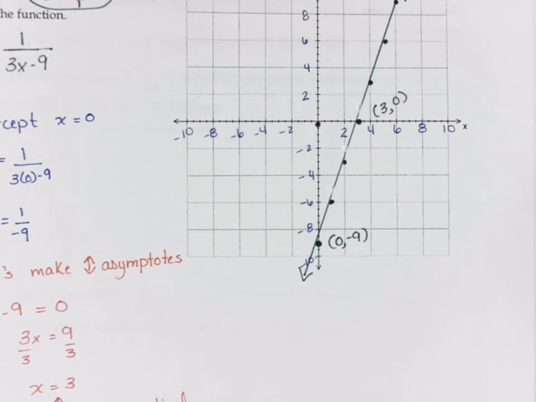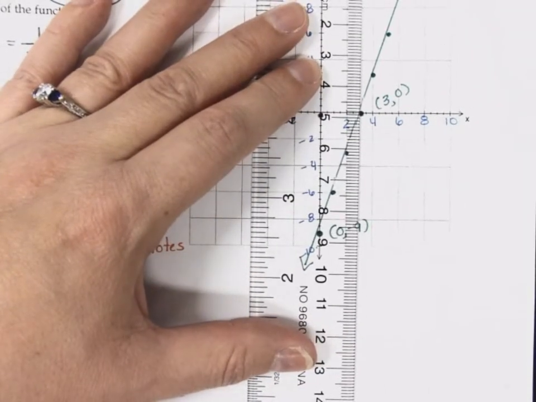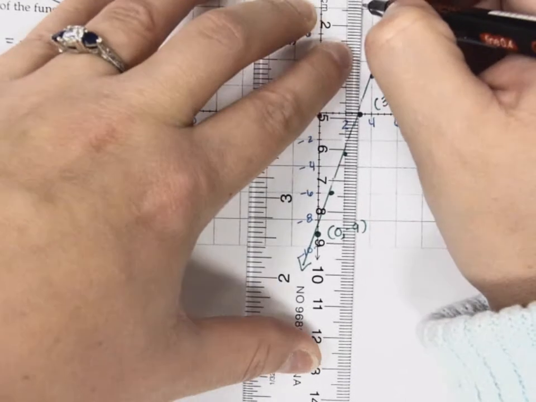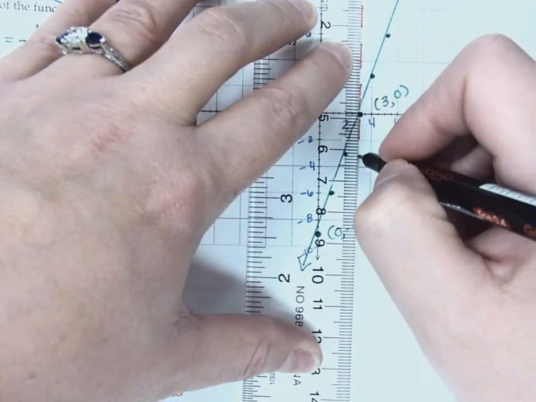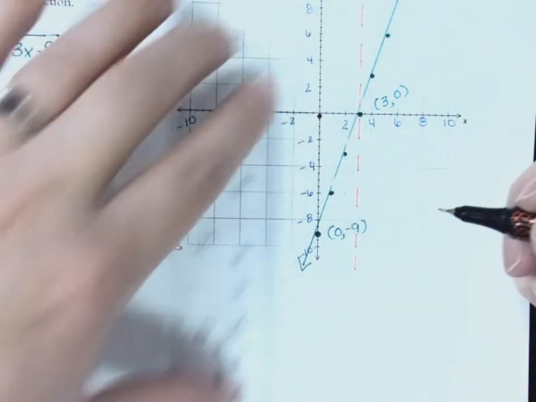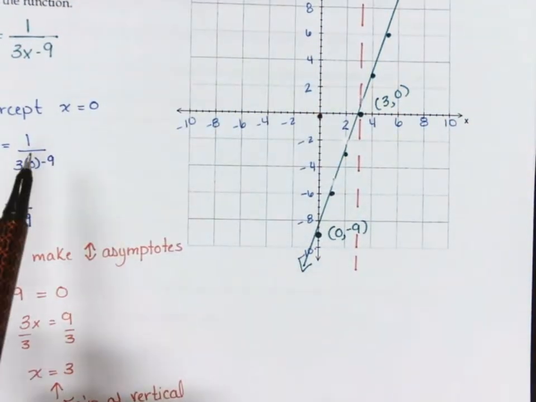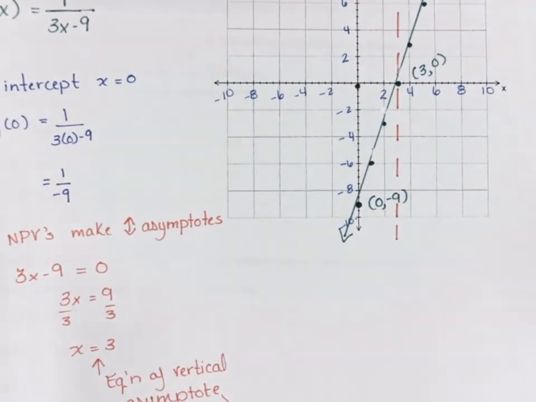And I'm going to go to x is equal to +3, which is right there. And I am going to draw in a dashed line. It is dashed because it's not part of this function. It's not part of this g of x function. It is simply a boundary. Okay, good job.